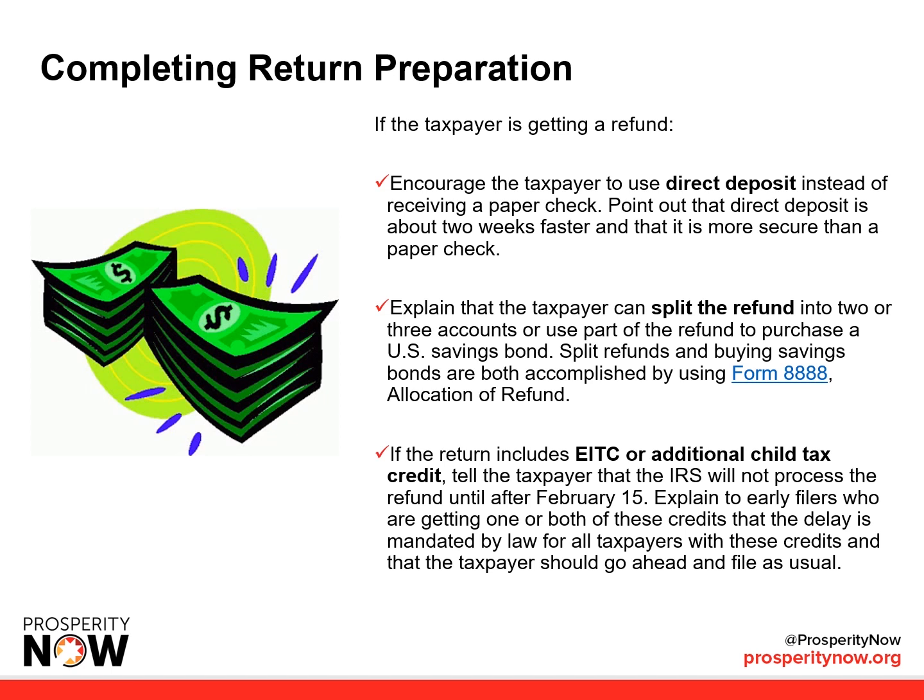If the return includes EITC or additional child tax credit, tell the taxpayer that the IRS will not process the refund until after February 15th. Explain to early filers who are getting both or one of these credits that the delay is mandated by law for all taxpayers with these credits and that the taxpayer should go ahead and file as usual.